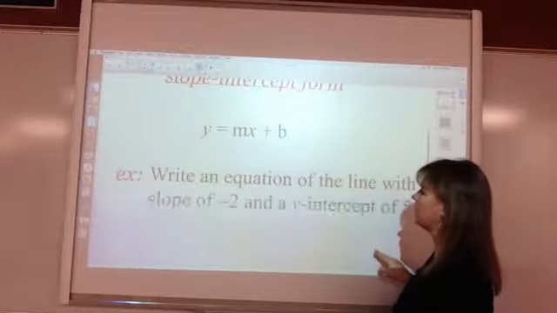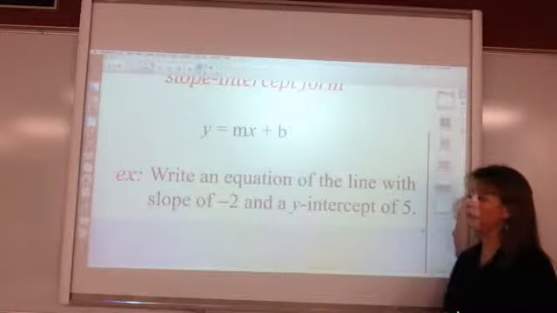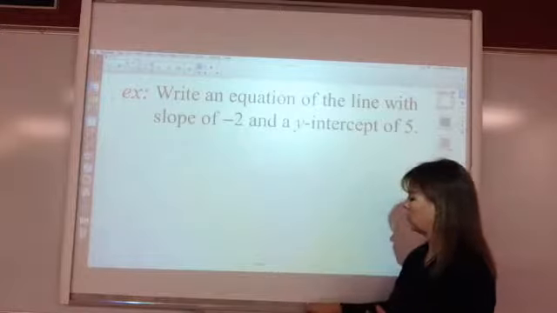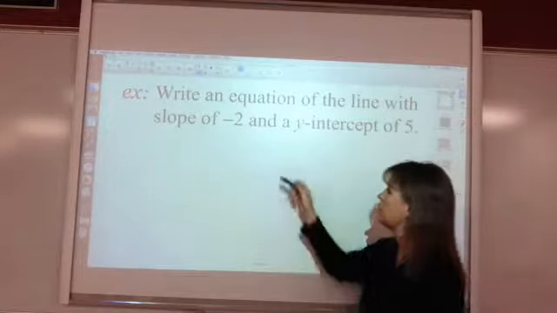Here's an example. Write an equation of the line with slope of -2 and a y-intercept of 5. Here's where you'll pause it. Make sure you get the instructions written down. And when you are done, then resume play.